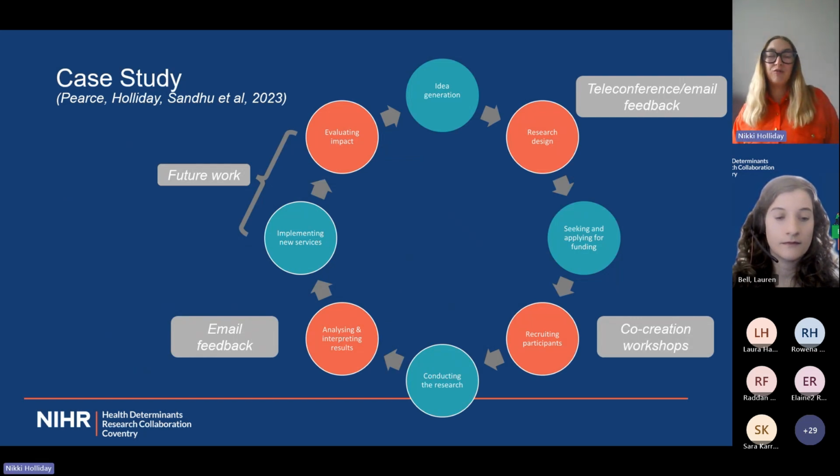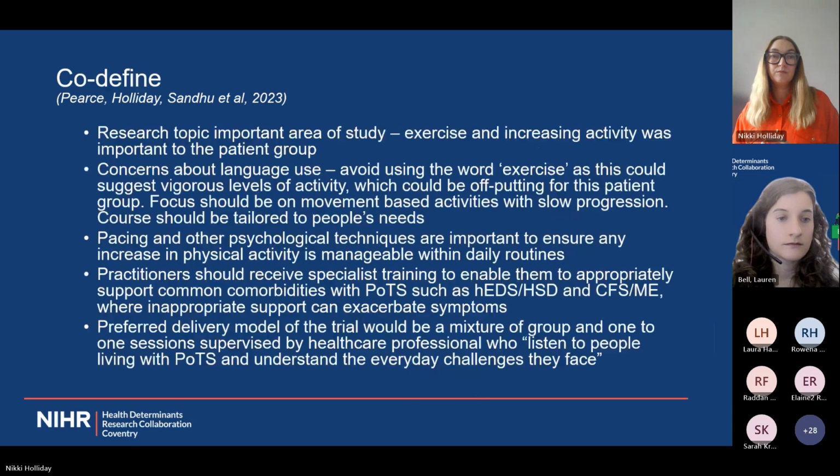Just to show you where we used the different methodologies as we engaged people throughout the study: from idea generation to seeking and applying for funding, we got feedback from teleconference and emails. Then once we got into designing the trial and the intervention itself, that's when we were thinking about recruiting participants, conducting the research, and how we were going to analyse and interpret the results. We did some co-creation workshops with some further email feedback on the results as they came in.